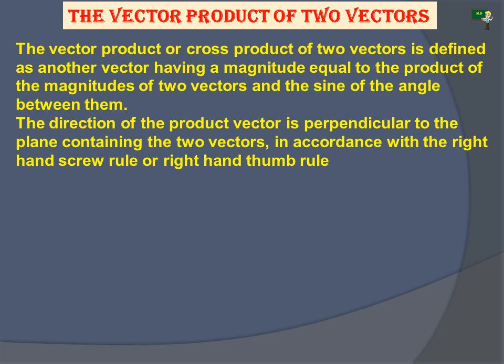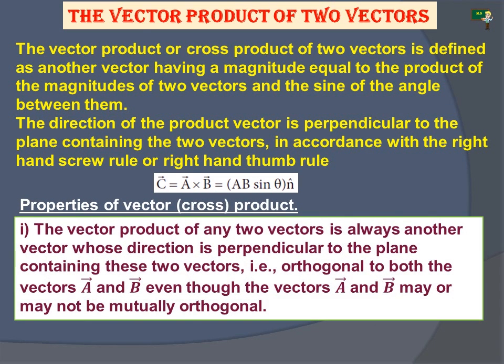Now, the direction of the product vector is perpendicular to the plane containing the two vectors in accordance with the right hand screw rule or right hand thumb rule. I think you remember in the last class I told you about the vector properties: the vector has magnitude and direction, and C vector is equal to A vector cross B vector, which is equal to AB sin theta n cap. Now let's see the first property of the vector cross product.